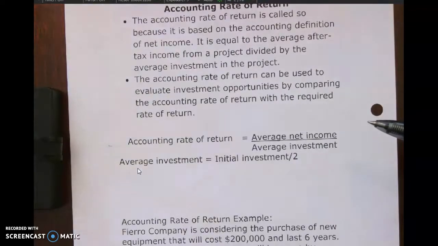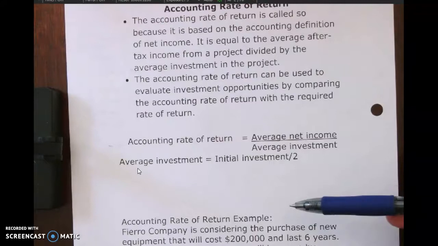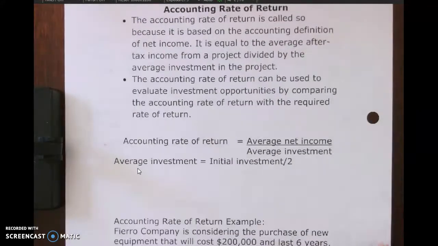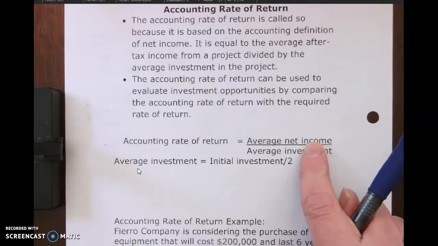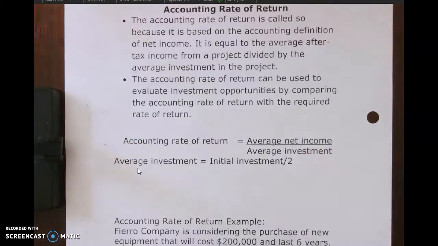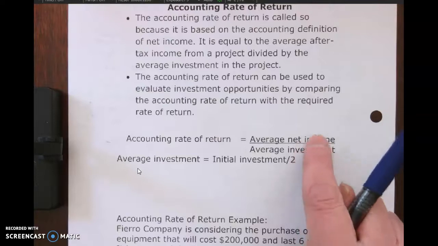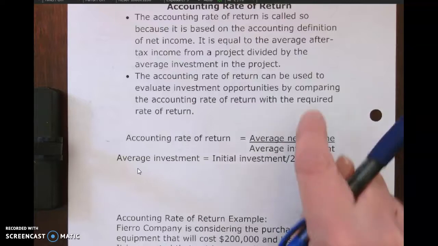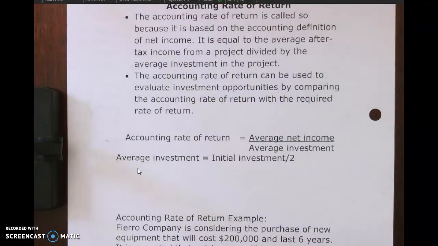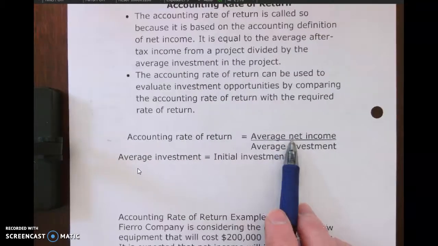Now, I'm not going to test you on accounting rate of return, so that's all I'm going to talk about. It's just another way to evaluate it. I focus on payback period, net present value, and internal rate of return in this class, not the accounting rate of return, but I think it's useful for you just to know at a very high level what it is. So the way we calculate that is we take our average net income divided by our average investment, which is our initial investment divided by 2.